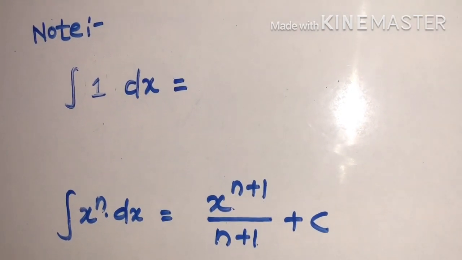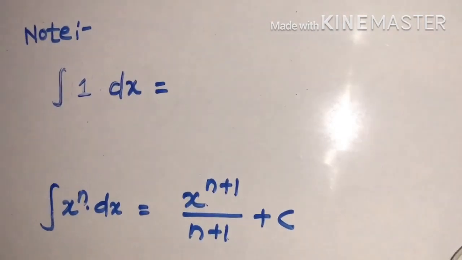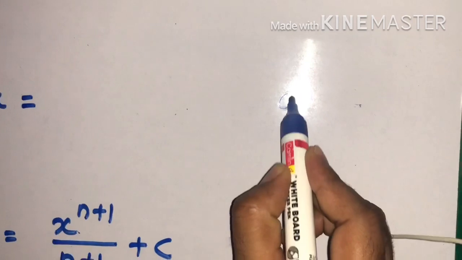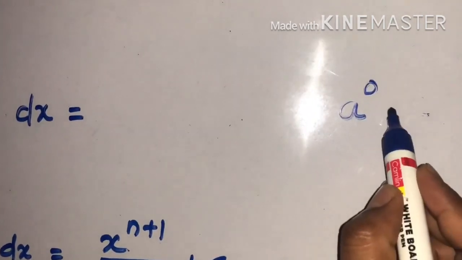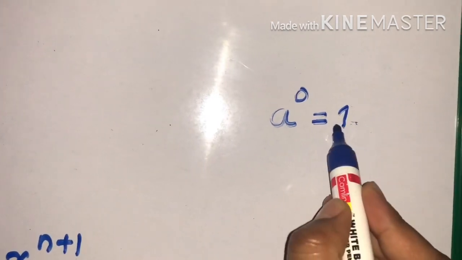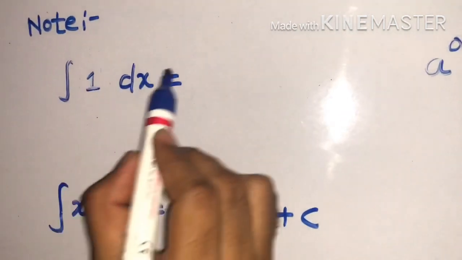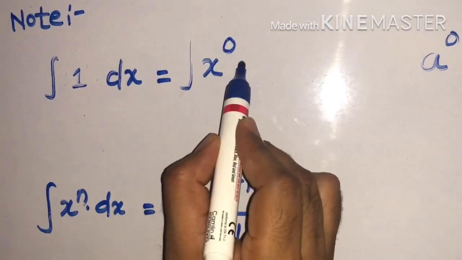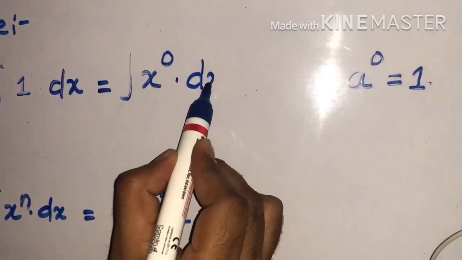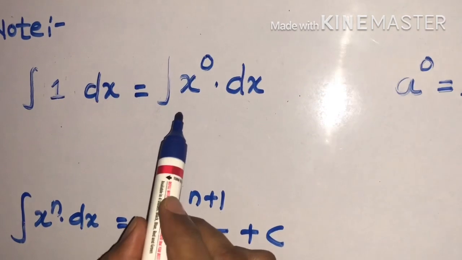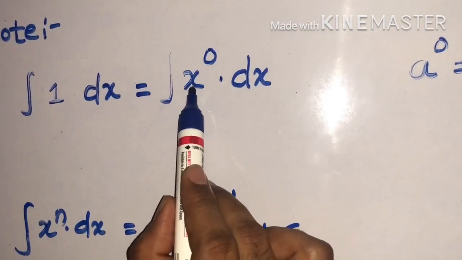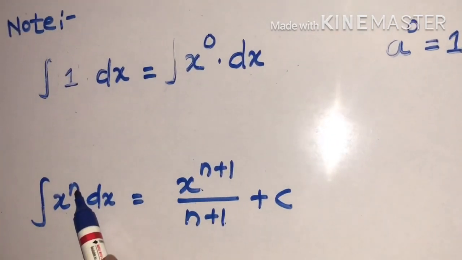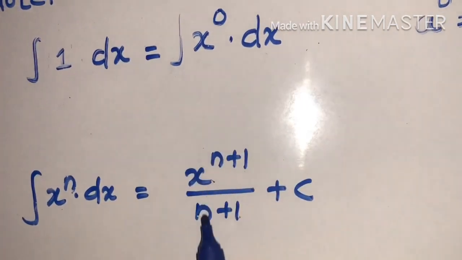We are going to see what is the integration of 1. So guys, you know that in indices a raised to the power 0 is always 1. So in place of 1 I can write x raised to 0 with respect to x. So when I have converted it in the form of x raised to 0, it will look like x raised to n, where n is your 0. So apply this formula.